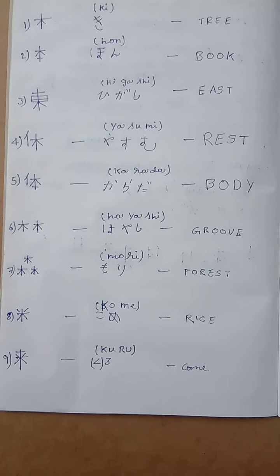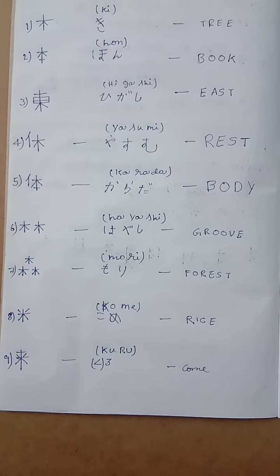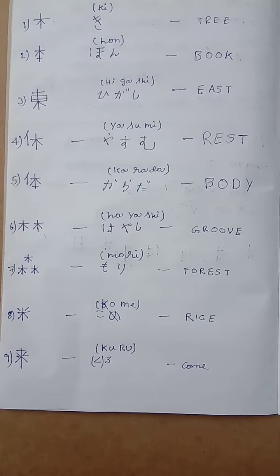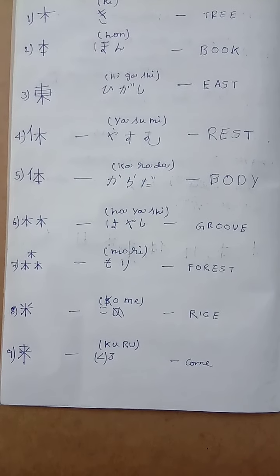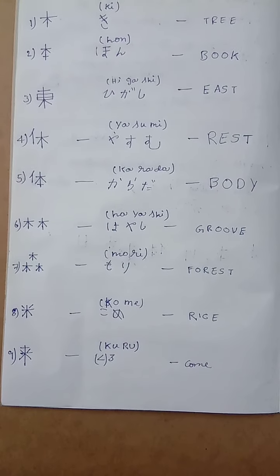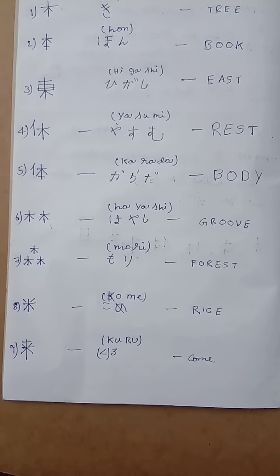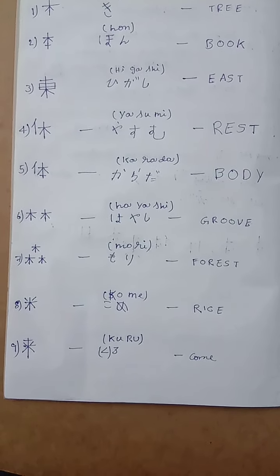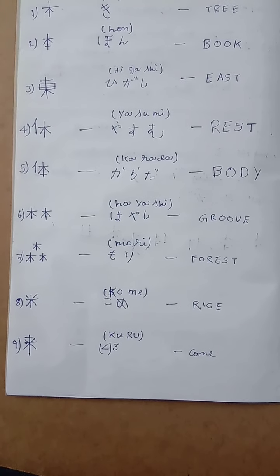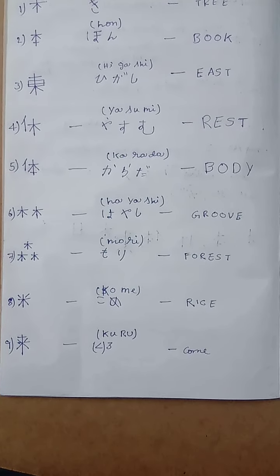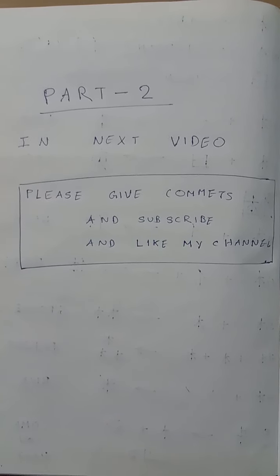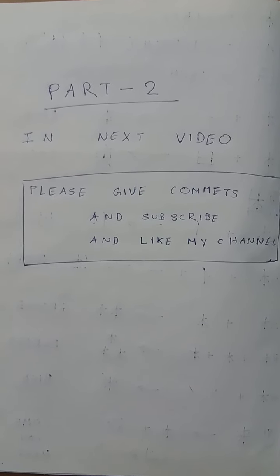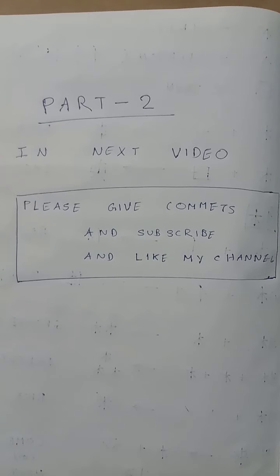The seventh one is forest, which means mori. The eighth one is rice, which means kome. The ninth one is kuru, which means just to come, or in other words, in onyomi sound it is called rai also. More combinations are yet to come. Those things I will show in part 2 in the next video.